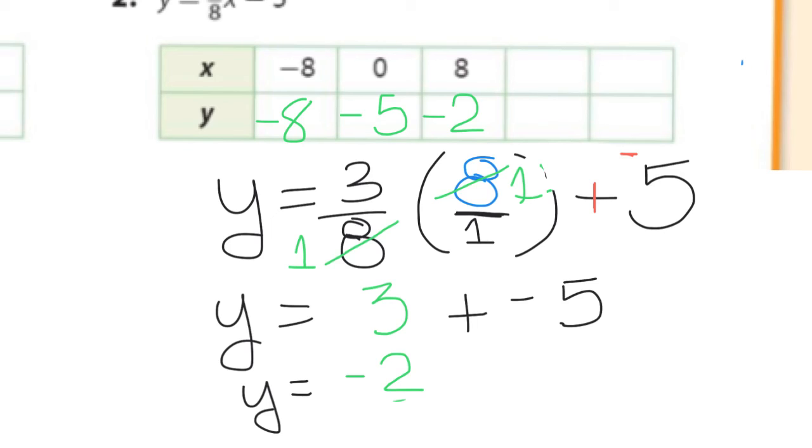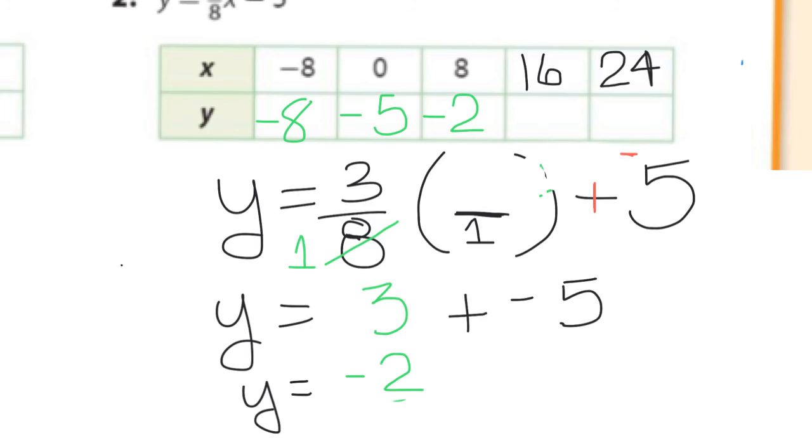However, I've now run out of numbers for x. But I see the pattern forming here. I see that I keep adding 8. So I'm going to add 8 and make this one a 16. Add 8 and make this one a 24. Okay, we're back in business.